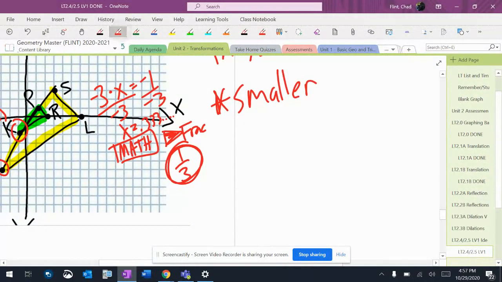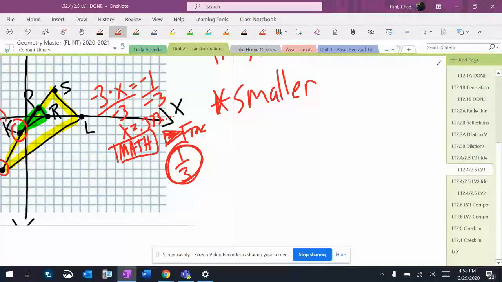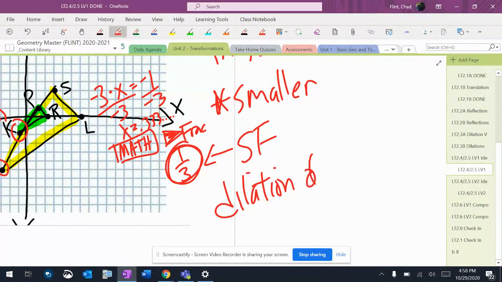All right, you can avoid that by putting this -1 over -3 into a fraction. All right, and see what happens there. Whoops. All right, so that's the scale factor. So this is a dilation of 1/3. All right, dilation of 1/3. And if I want to write the notation, it looks like that.